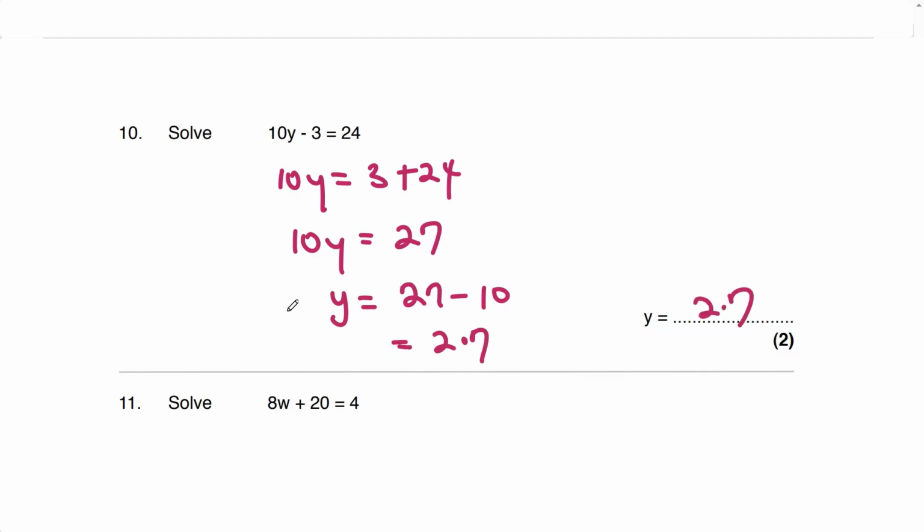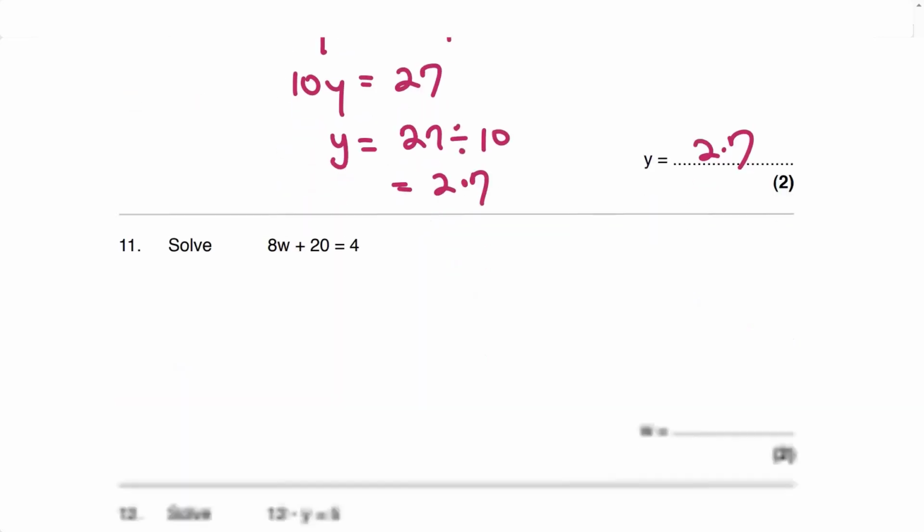Now, I know some guys may want to do this as a fraction, okay? Okay, this is a divide, okay? So that's very, very important.